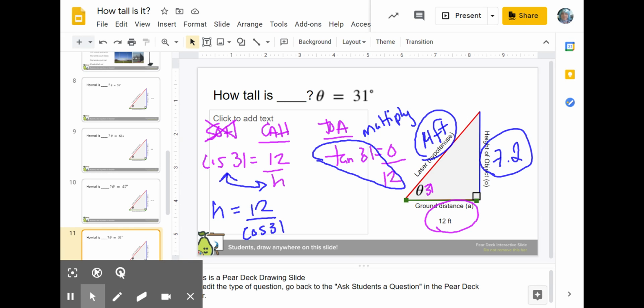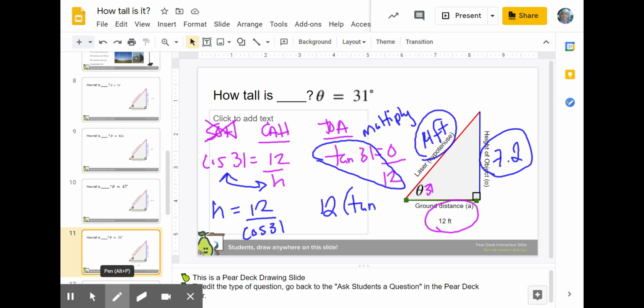So we multiplied. In the calculator, I put 12 times tangent of 31, because basically you're solving a proportion here. So 1 times the opposite side, or 1x, equals 12 times the tangent of 31. So we're kind of solving a proportion there.